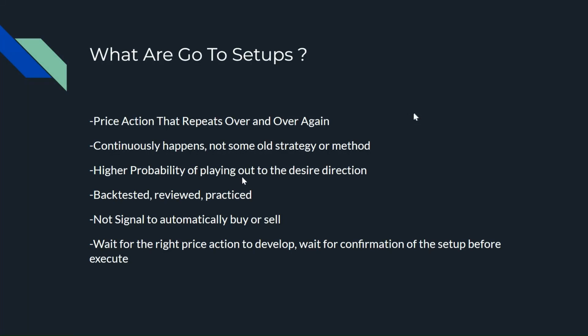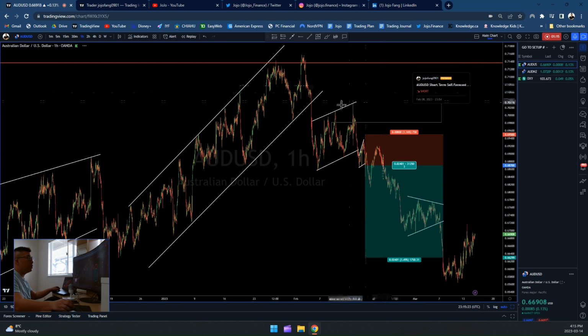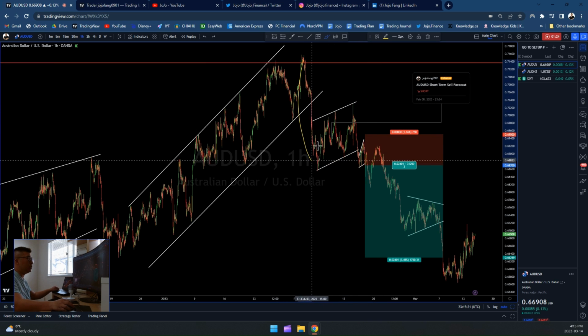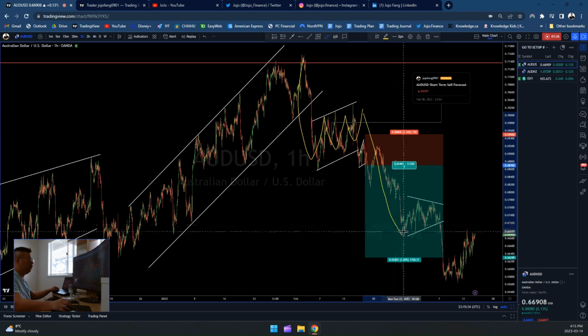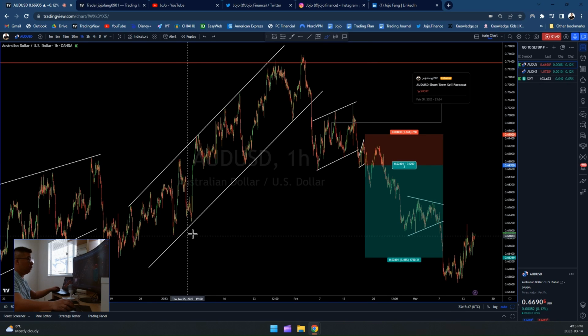In terms of a go-to setup, it has to have a higher probability of playing out in the desired direction, right? And it's something that traders have back-tested, reviewed, and practiced as well. Remember, it's not some sort of signal to buy and sell, because a go-to setup requires you to wait for the confirmation, wait for the price to develop, and wait for the setup to shape itself so that you see it over and over again in the market, and it gives you a higher probability of playing out. The patience of waiting for the right price action to develop, waiting for the confirmation to set up before you execute, is the key to a go-to setup.